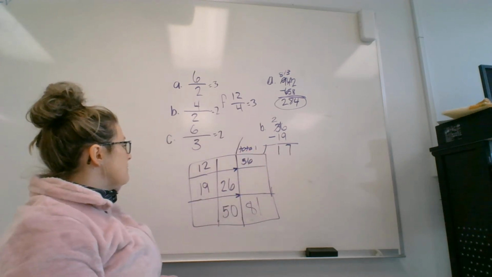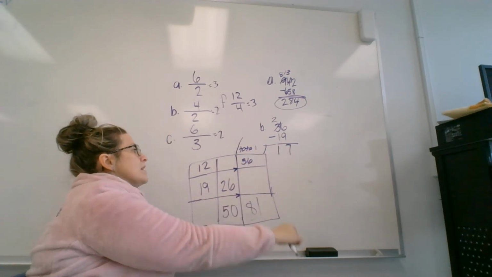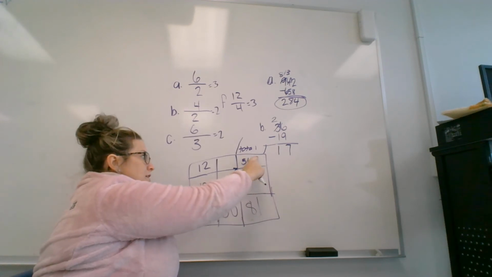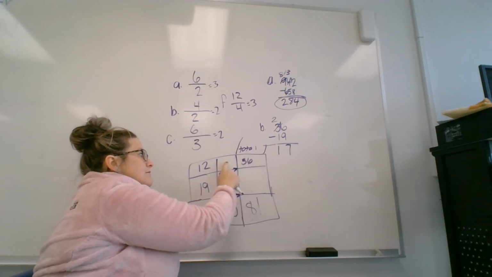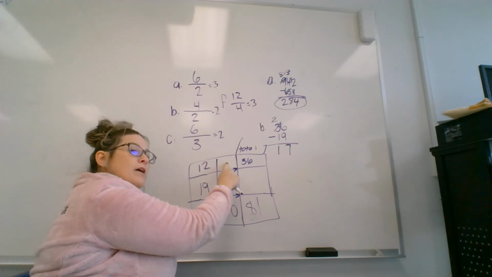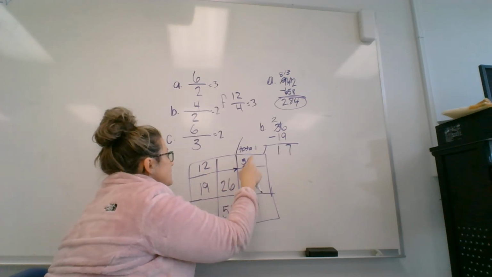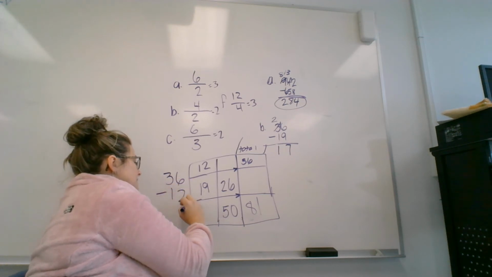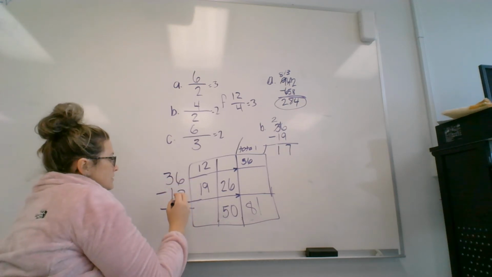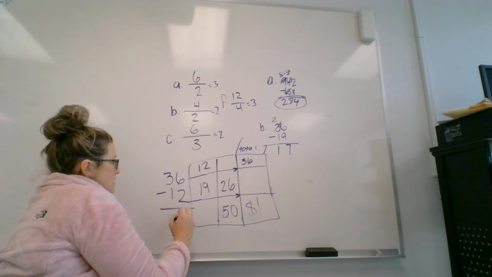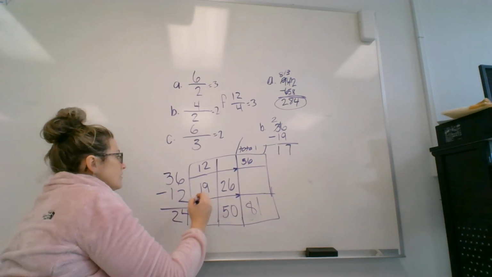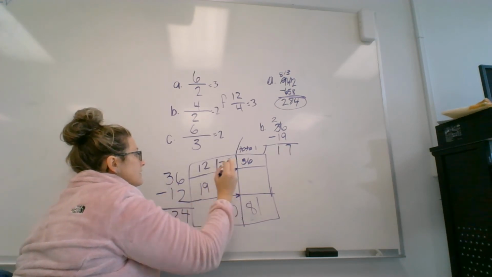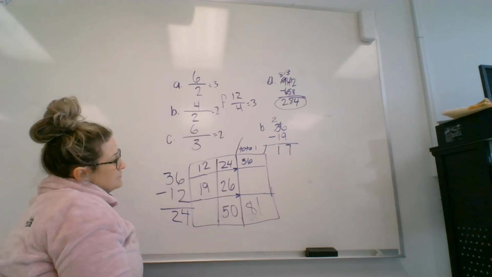All right, so remember, when we're working this way, 36 is my total for the row. So I have to find my small number. To find my small number, I have to subtract. 36 minus 12. 6 minus 2: 6, 5, 4. 3 minus 1 is 2. 24 in my box.